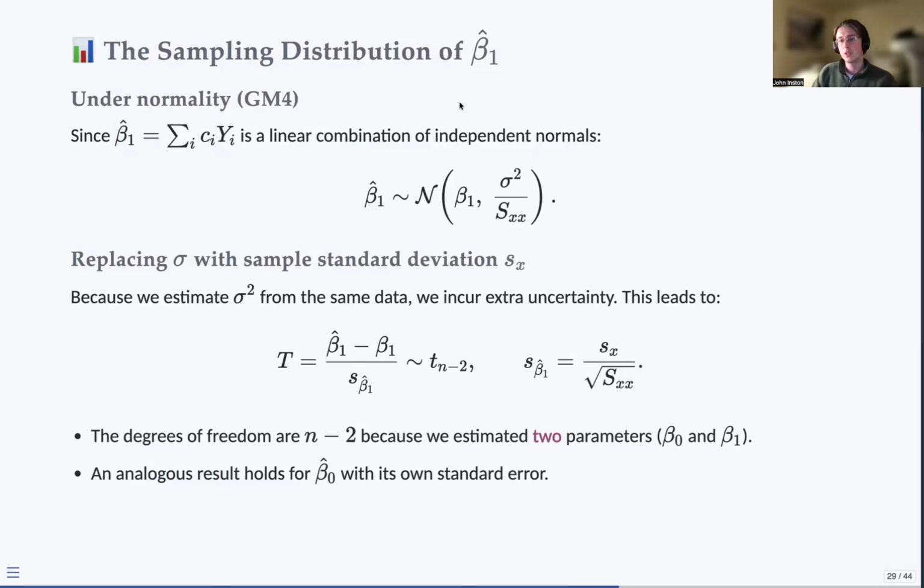And we can use that to show that the sampling distribution of beta hat 1 is itself normal, centered, as we've shown using the bias, at beta 1, and then with the variance that we approximated in the previous couple of slides.